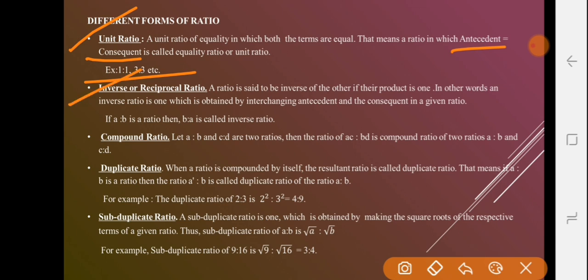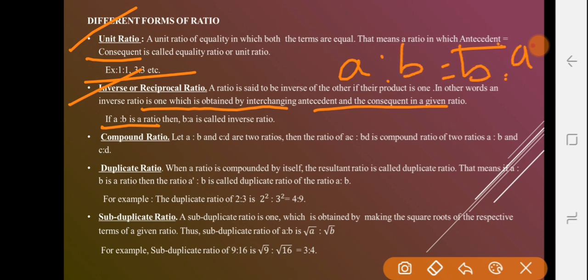Then we have inverse or reciprocal ratio. A ratio is said to be inverse of another if their product is 1. In other words, inverse ratio is one which is obtained by interchanging the antecedent and consequent. I have given the example. Here we are interchanging the antecedent and consequent, so A is to B can be interchanged as B is to A. This is termed as an inverse ratio. That means if A is 1 and B is 3, and we interchange it as 3:1, that is termed as an inverse or reciprocal ratio.